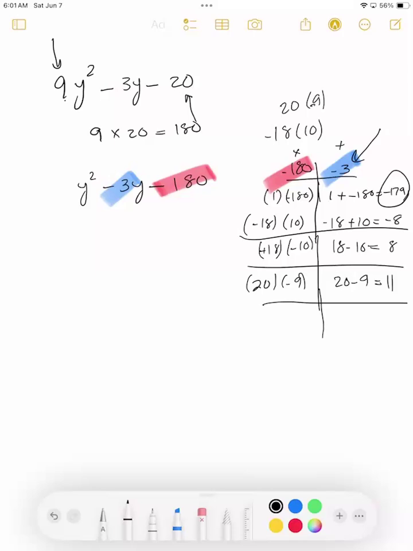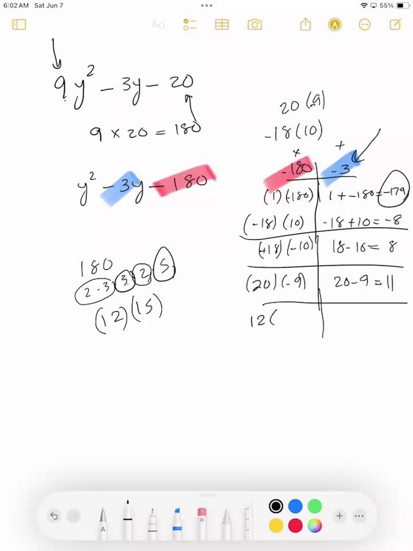18 and 10 are close. How about 16? I don't think I can write 180. That's 180. Those are prime factors. So how about these two? 3 times 5 is 15. 2 times 6 is 12. So 12 and 15 are the numbers.